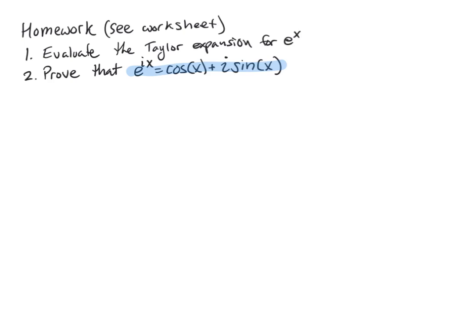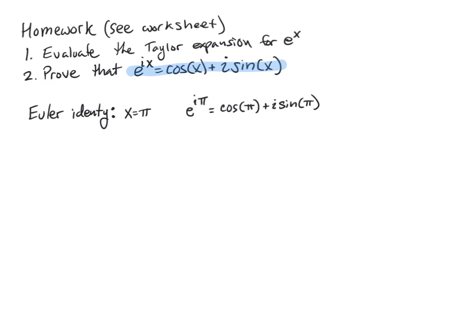One of the first immediate things that shows up is the Euler identity. The Euler identity is what happens when we plug in pi for x. Well, I don't quite know what to make of e to the i pi, but I do know what cosine of pi is. Cosine of pi is -1. I also know what sine of pi is. Sine of pi is 0. Euler rearranged this just for the aesthetics of it and wrote it as e to the i pi plus 1 equals 0.